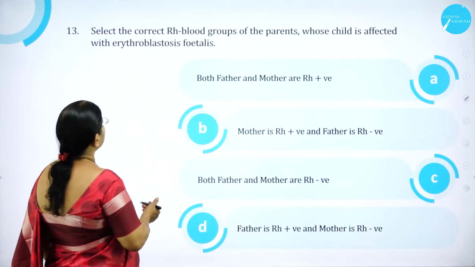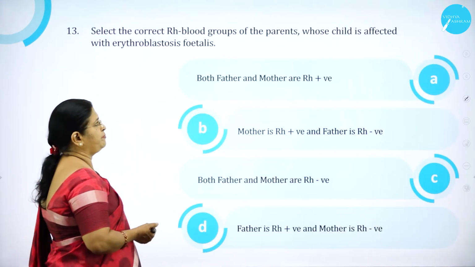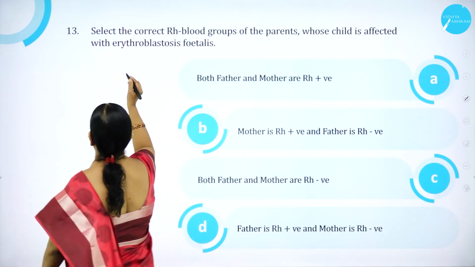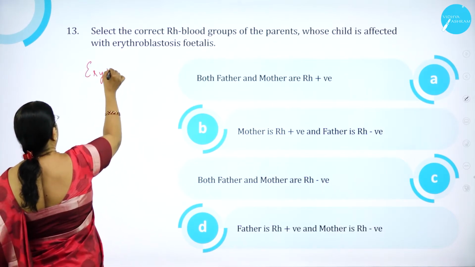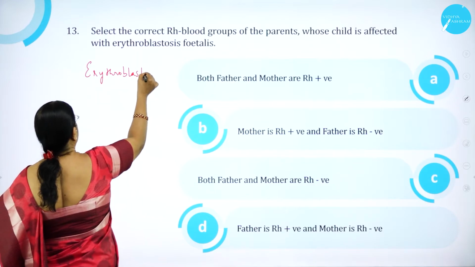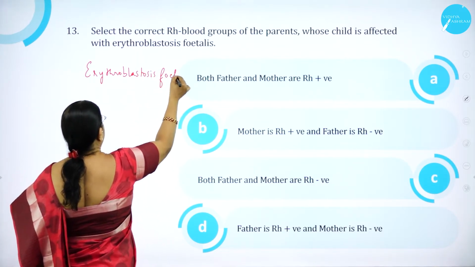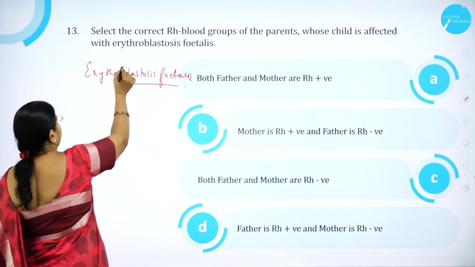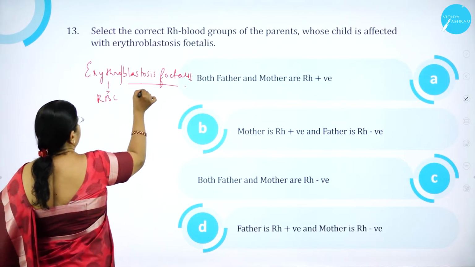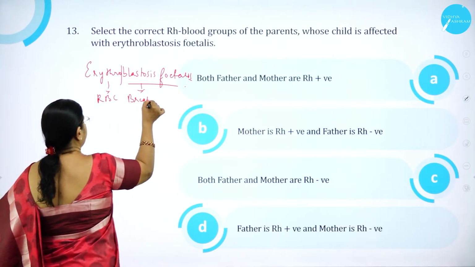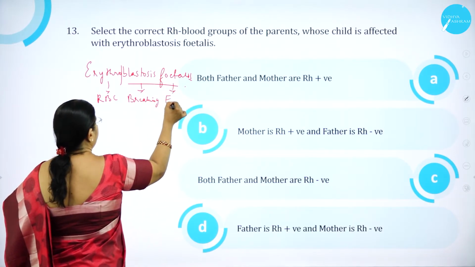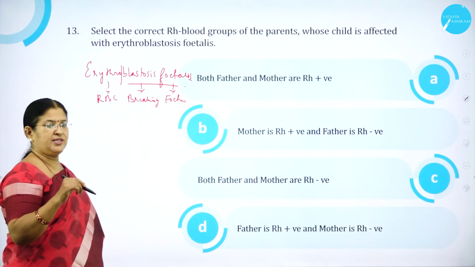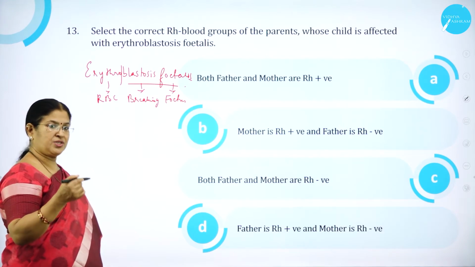That is B. Select the correct RH blood group of the parents whose child is affected with erythroblastosis fetalis. So what do you mean by erythroblastosis fetalis? Erythro means what? RBC. Blastosis means what? Breaking. Fetalis means what? Fetus.